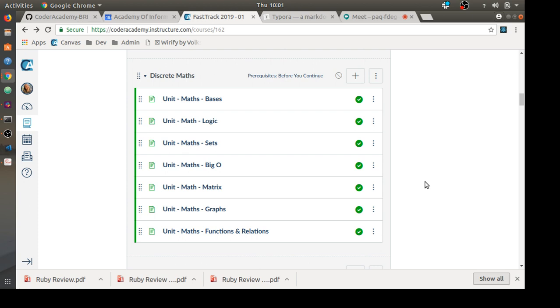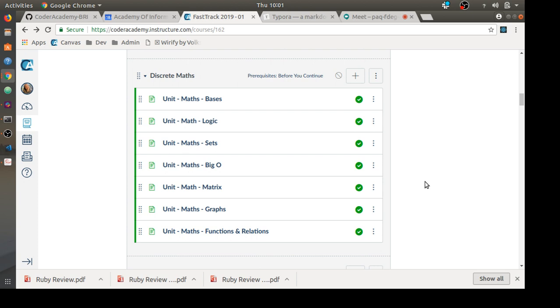So if we look at the topics, today we're going to talk about bases or number systems. Bases are something that we use all the time, but we just don't think about it. We don't acknowledge it. We don't consider it, but we actually use it all the time. So that's what we'll cover today.